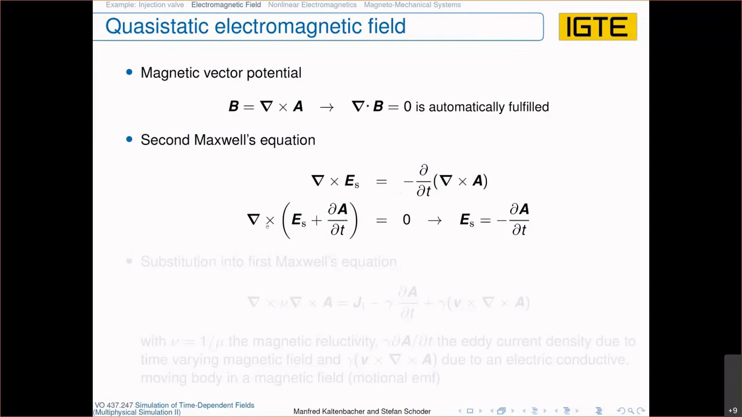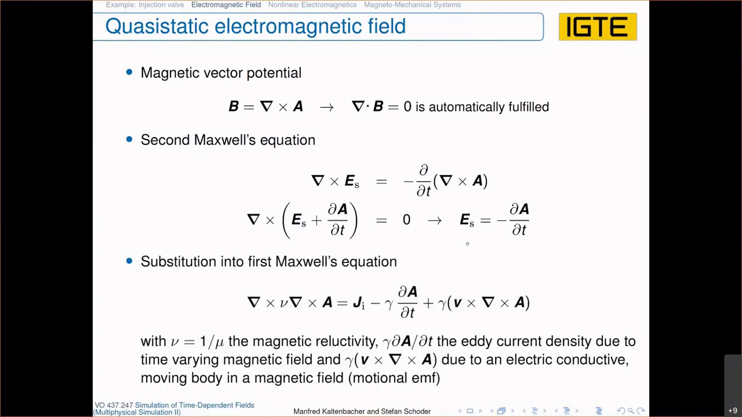Well, if the curl is 0, you could express this by the gradient of a scalar potential, but why would we want to express it by the gradient of a scalar potential when we just have solenoidal parts? This is a solenoidal field, the vector potential is a solenoidal field. So in this sense, we directly express E_S by minus dA/dt, which means that also the second Maxwell's equation is fulfilled when we use this relation.